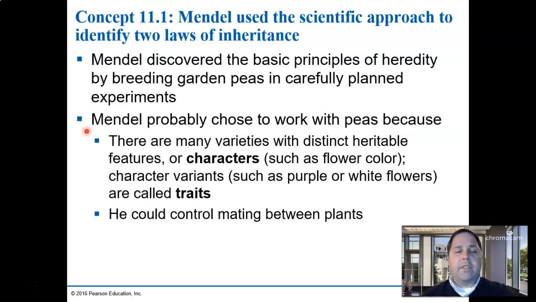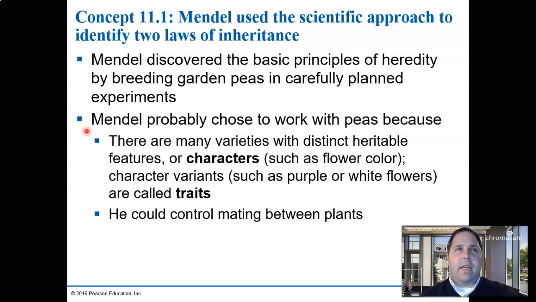So, he talked about things such as characters in his plants. These were varieties that had certain traits. So a character might be flower color, a trait would be purple or white. And so he sort of identified these characteristics, these traits of plants, and then he could control the mating between his plants, and that's why he used pea plants in particular for the work that we still talk about.